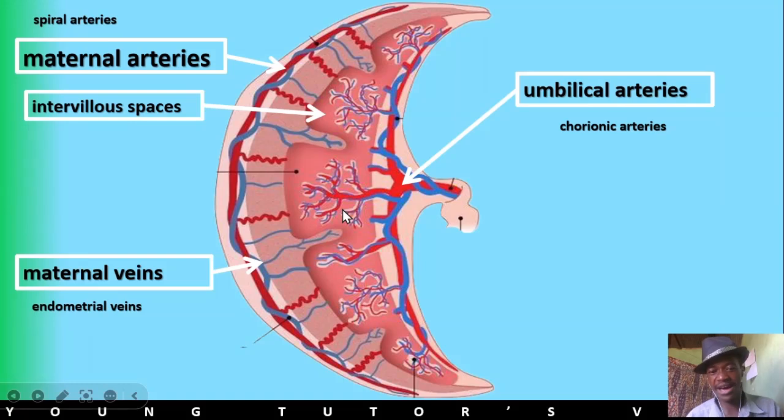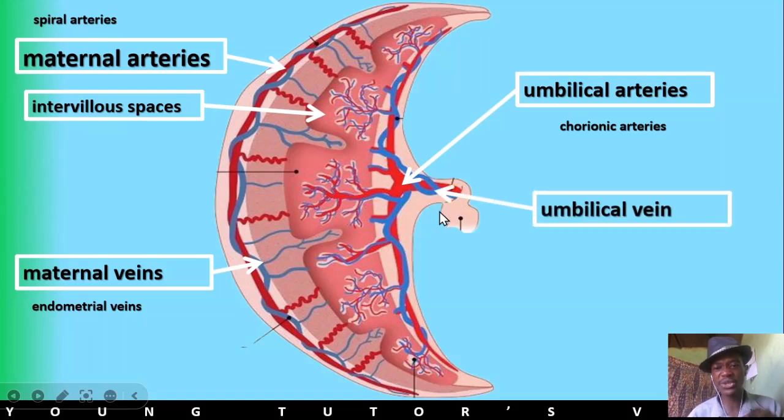We have the umbilical vein now. The umbilical vein, via the chorionic veins, is going to take blood that is oxygenated and deliver it to the fetus. So we have this umbilical vein here that will deliver that blood, which is oxygenated and has nutrients now, to the fetus.